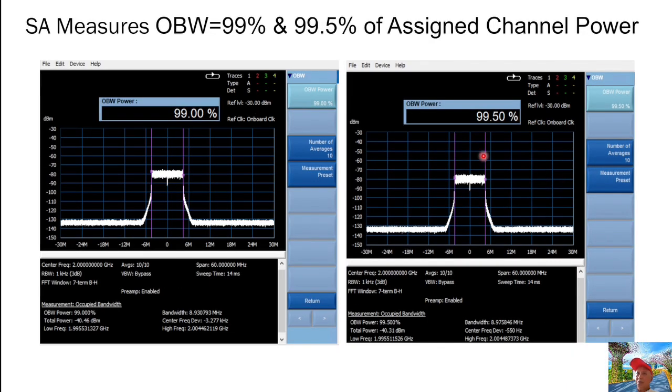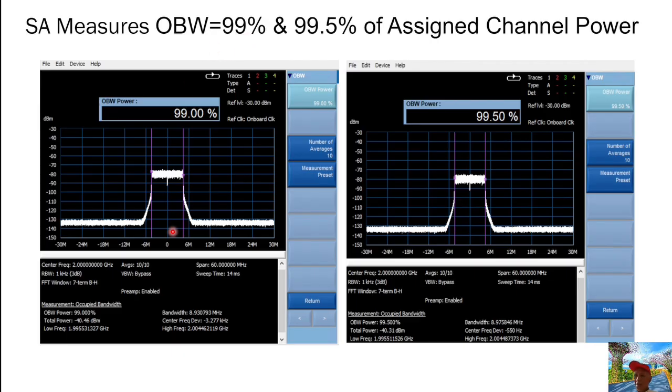And then the next one is use the spectrum analyzer to measure the occupied bandwidth. For occupied bandwidth, you can define the bandwidth by yourself. For example, you say my occupied bandwidth is supposed to be 99% of the assigned channel power. Remember just now we said the assigned channel is 10 megahertz. The power is minus 40.4 dBm. So I need 99% of this one.